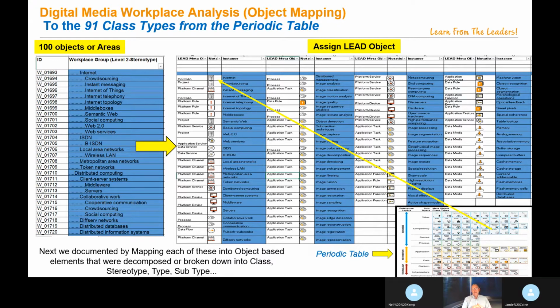Once we did this and applied some new relationships to figure out if there are new ideas, new analysis, new processes, new thoughts, we looked at the bigger picture when applying the 91 class types. We then documented them through a more detailed mapping of these objects. We decomposed them, or broke them down, into classes and stereotypes and types and subtypes, depending on what depth we needed to go. And that's what I'll show you next.